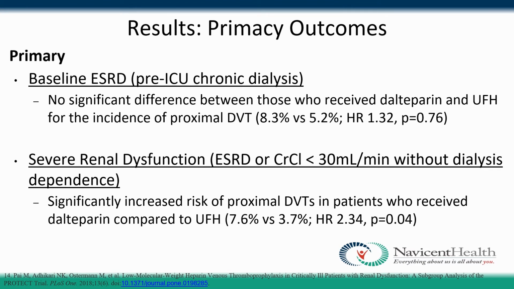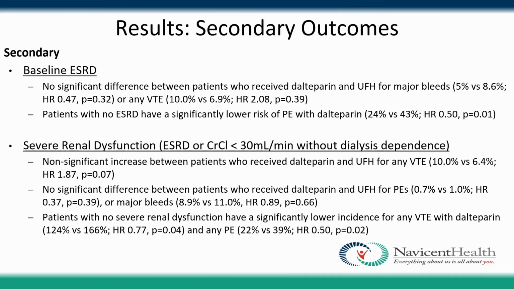For the result, our primary outcome, remember, was the proximal leg DVT. We split it into two different groups. For the baseline end-stage renal disease patients, there was no significant difference between those who received dalteparin and unfractionated heparin for the incidence of proximal DVT. The p-value was 0.76. For those in the severe renal dysfunction, those with ESRD or creatinine clearance of less than 30 without dialysis dependence, there was a significant increased risk of proximal DVT in patients who received dalteparin compared to unfractionated heparin, with a p-value of 0.04. For the secondary outcome, we look at major bleeds, any VTE, or PE.